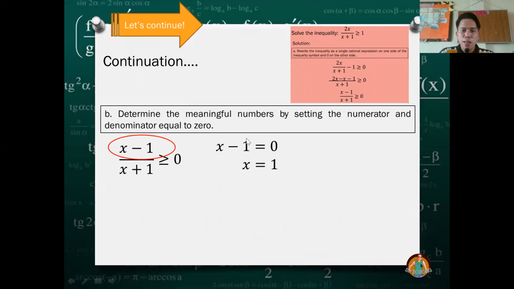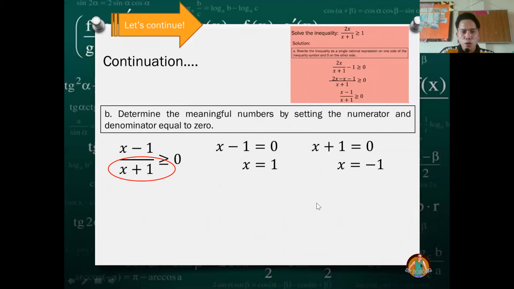Or, eliminate negative 1 by adding 1 in both sides. So, mag-add tayo ng 1 both sides. So, 1 minus 1 is 0. So, natira na lang is positive 1. Therefore, our x is 1. Okay? So, next, denominator naman. x plus 1. So, x plus 1 is equal to 0. So, eliminate positive 1 by subtracting 1. So, we'll have x is equal to negative 1.